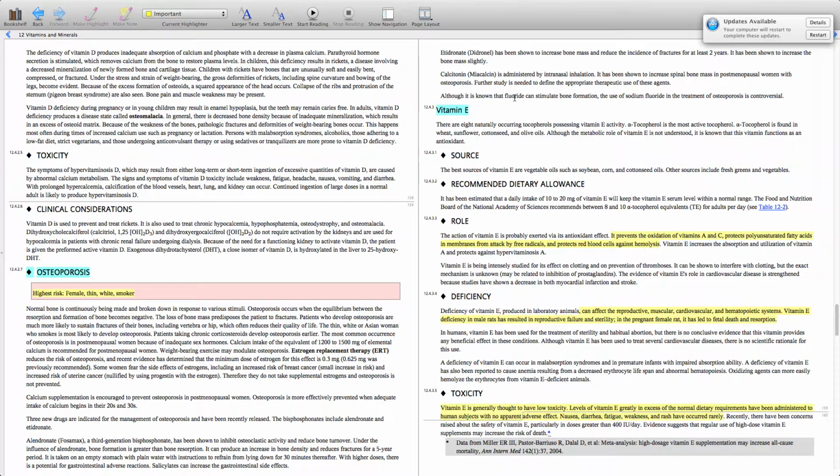Okay. Vitamin E is in vegetable oils such as soybean, corn, and cottonseed oils. Other sources are fresh greens and vegetables. The role prevents oxidation of vitamins A and C and protects polyunsaturated fatty acids and membranes from attack by free radicals and protects red blood cells against hemolysis.